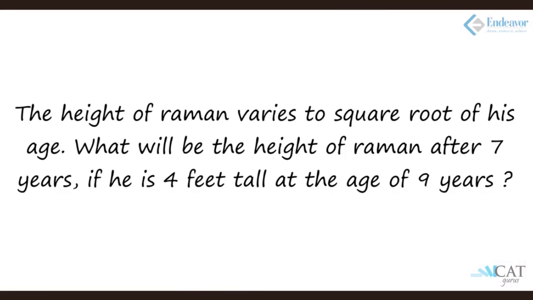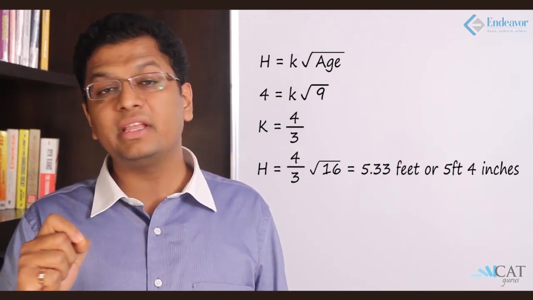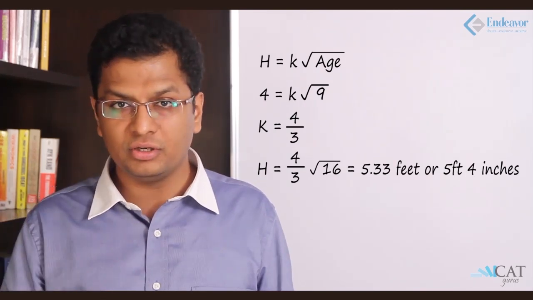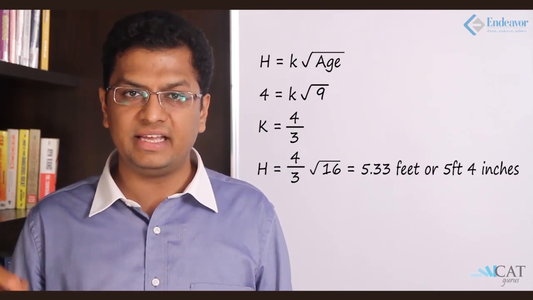The height of Raman varies according to the square root of his age. What will be the height of Raman at the age of 16 years if he is 4 feet tall at the age of 9 years? Now height is directly proportional to root of age. H is equal to K. Let's take K as the constant. I know it is not equal to age, it is proportional. So K is a constant that we multiply. So H equal to K into root of age.